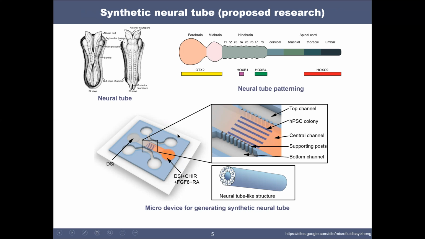The micro device I used here is a modification of the previous one. This time, the stem cells are injected into the central channel, and they will only adhere to the microprinted stripes and then form colonies. After I introduced the collagen gel into the central channel and added neural induction medium, the stem cells will differentiate into neural cells and spontaneously form 3D tube-like structures. By applying a morphogen gradient, we can obtain the same patterning as the real neural tubes.